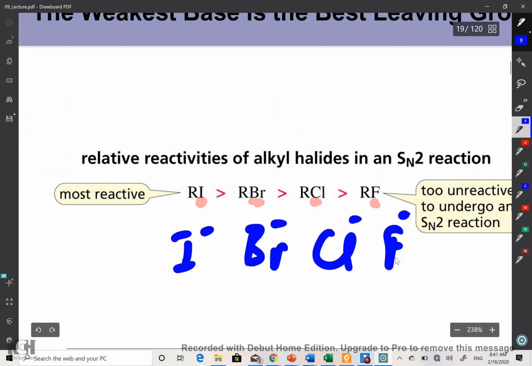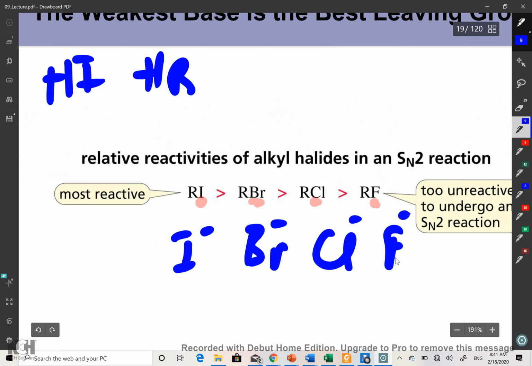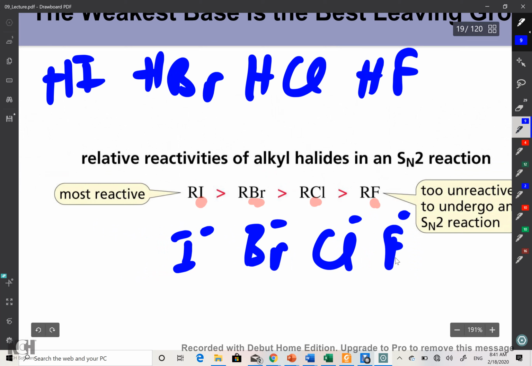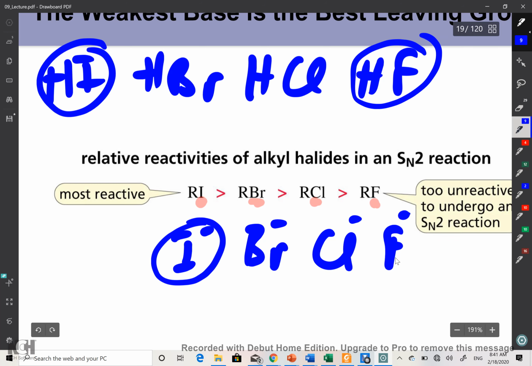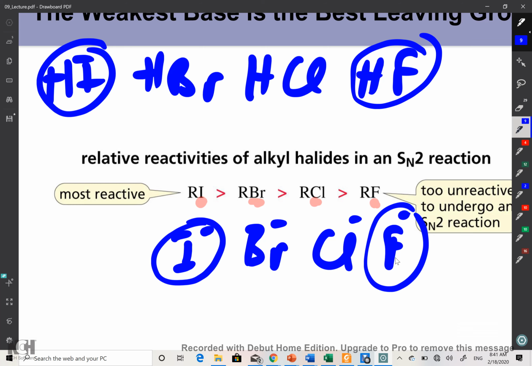Because HI is a strong acid. Does that make sense? If you compare HI, HBr, HCl, and HF, this is a strong acid. And if HI is a strong acid, then I minus is a weak base. If HF is a weak acid, then F minus is a strong base. And if you're a strong base, you want to react.